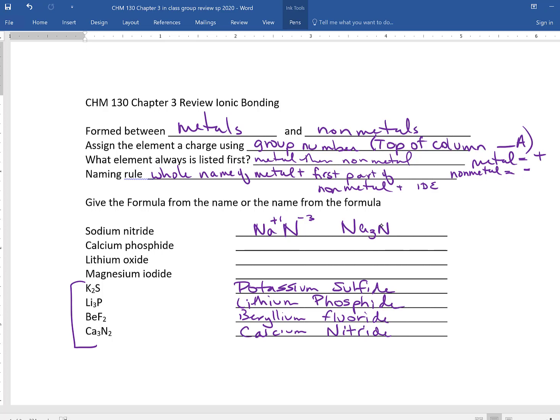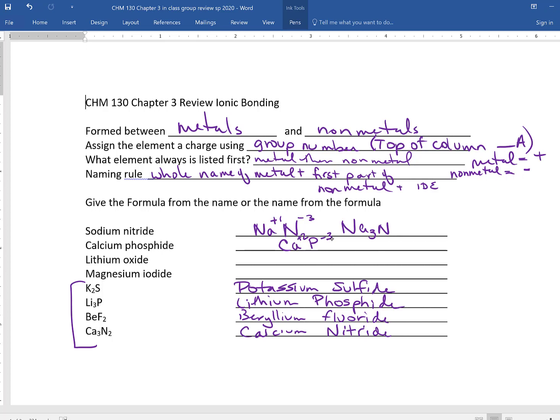Calcium phosphide. So you just write down the symbol. So calcium is Ca. Phosphorus is P. Calcium's charge is +2. Phosphorus's charge is -3. Everybody know how to figure out those charges? Don't have to memorize them. You just have to remember that you look at the periodic table.